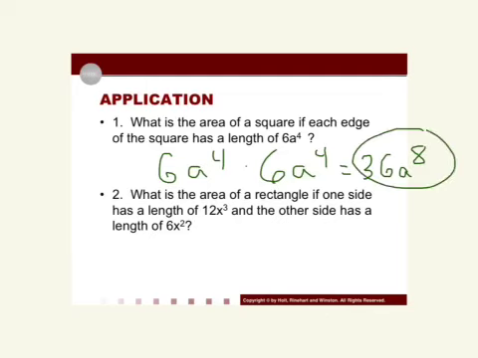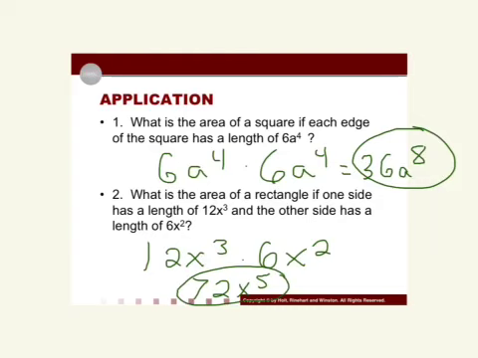And that's our solution. The second example, what is the area of a rectangle if one side has a length of 12x cubed and the other side has a length of 6x squared? So to find the area of a rectangle, what do you do with your length and width? You go ahead and you multiply them. 12x to the third times 6x squared. 12 times 6, if we go ahead and multiply that out, 12 and 12 is 24, 24 and 24 is 48, and then another 24 would take us to 72. So we would have 72, and then x to the third times x squared would be x to the 5th power. So we'd have 72x to the 5th power.